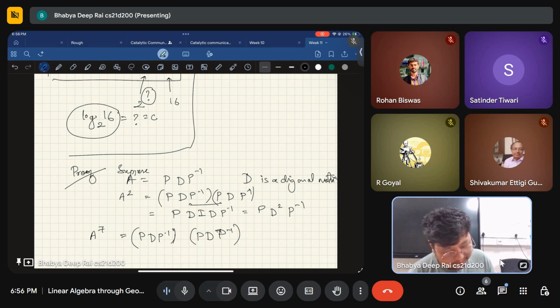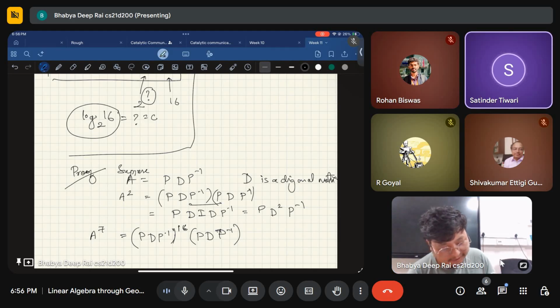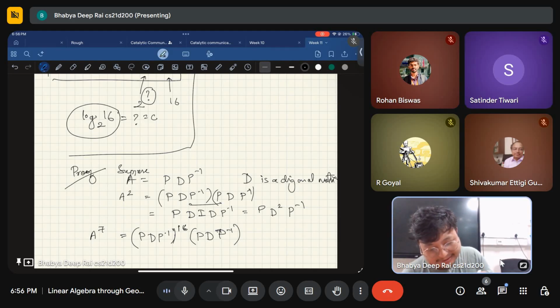But what you can do is, if this is 6, here's what you can do. Let me decompose it into 3 parts: PDP inverse. Yeah, you can directly use induction to do it.